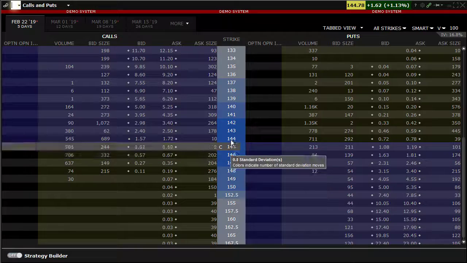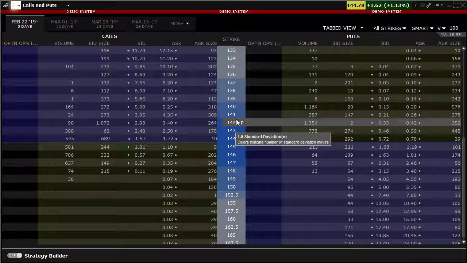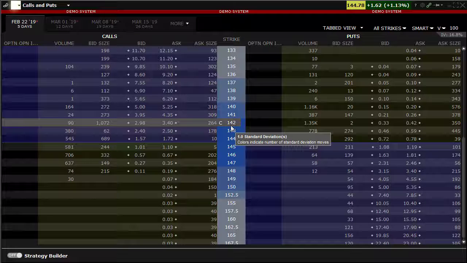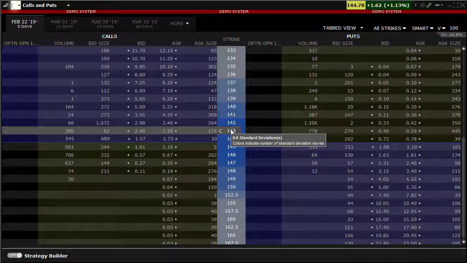And if the stock is selling for lower than your strike price, then you are in the money. So that is the deal with puts. And you're at the money if the strike price and the stock are selling for the same.